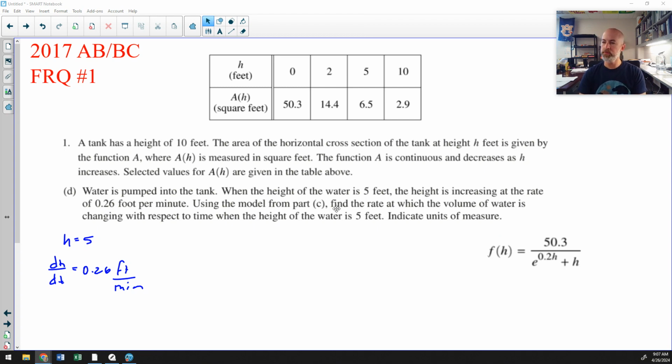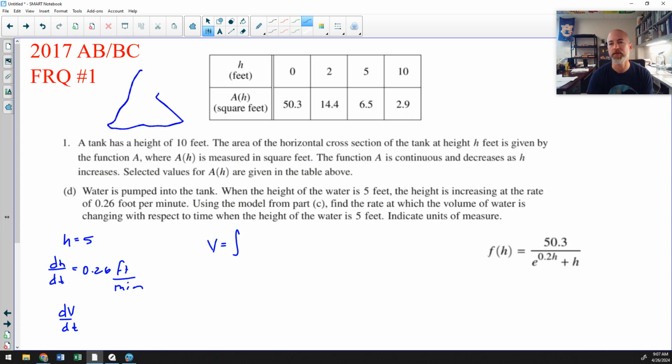Okay, so use the model from part C, find the rate that the volume is changing. So we're looking for dV/dt, which means I need a function that provides the volume. Well, the volume is always the antiderivative of the cross-sectional area, but you have to do a definite integral. Now we're talking about the water. We're not talking about the whole tank, where the cross-sectional areas decrease as we go up, and we're looking at the water and the height of that water in the tank.